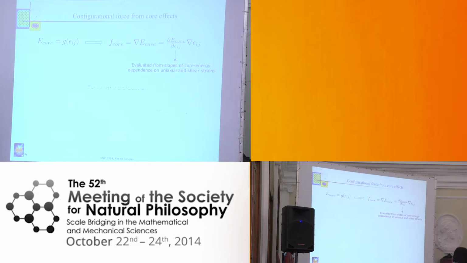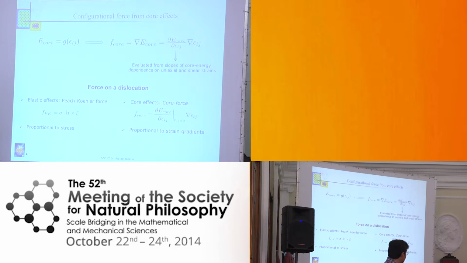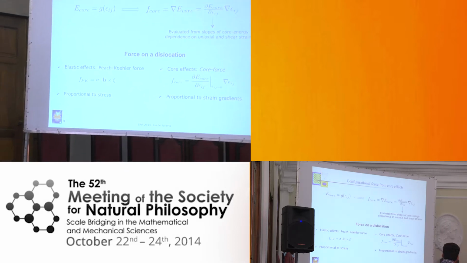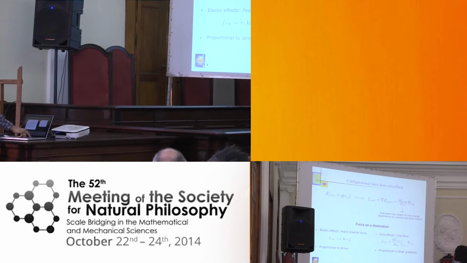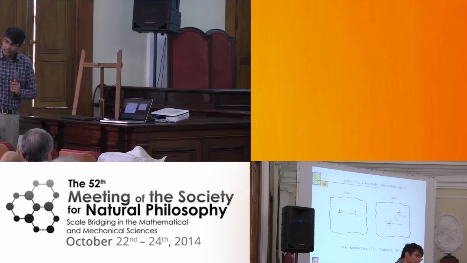So if you look at a force on a dislocation, we all know that there is a Peach-Koehler force on a dislocation when there is a stress field. But what these studies are showing is that in addition to this Peach-Koehler force, there's an additional force coming from the fact that the core energy is dependent on the macroscopic strain that occurs at the core. And when there are strain gradients or inhomogeneous deformations, this core force can actually be quite significant. To see how significant this particular core force is in comparison to the Peach-Koehler force, we looked at two case studies.